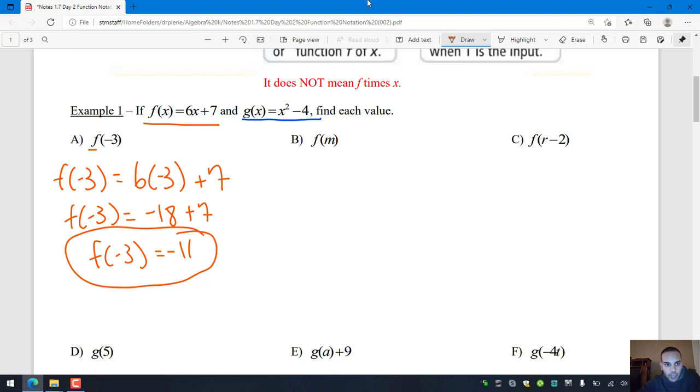All I did is I saw the letter f, I knew I was looking at this first equation, and I saw of negative 3. So I plugged in negative 3 for x, and then solved and simplified.